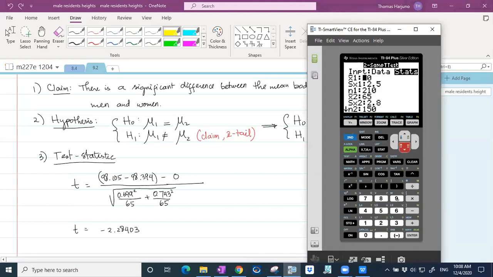So that will be stats. X1 bar is 98.105. Sample standard deviation 0.699. Sample size 65. The second one, the sample mean is 98.394. Sample standard deviation is 0.743. Sample size is 65. It's a two-tailed test. Professor, you put 98.384 on your calculator. Should be 394. This one here. Thank you.